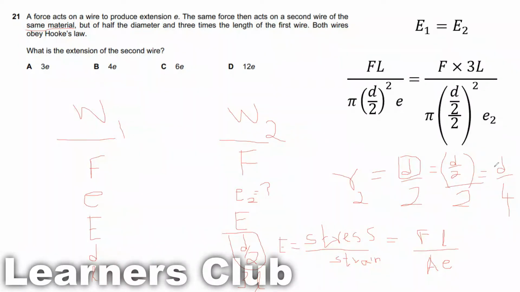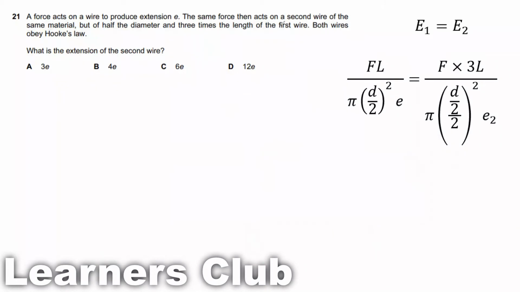That's here, and r square, because cross-section area is pi r square, so I'm taking the whole square. In place of extension, we have to make that the subject. So we have considered the extension of the second wire as E2. So basically what I have done, I have taken the extension of the first wire equal to the extension of the second wire.